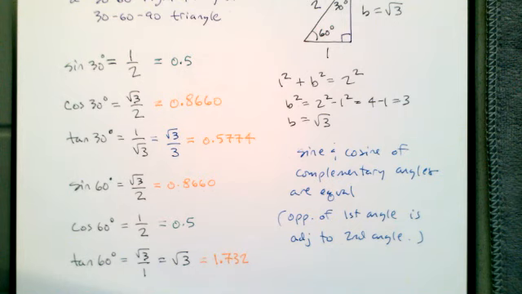The smaller one is 1 over root 3 at 30. Tangent of 60 on the other side is root 3. So for tangents, we have reciprocals of complementary angles. Tangents of complementary angles will be reciprocals. Any questions?